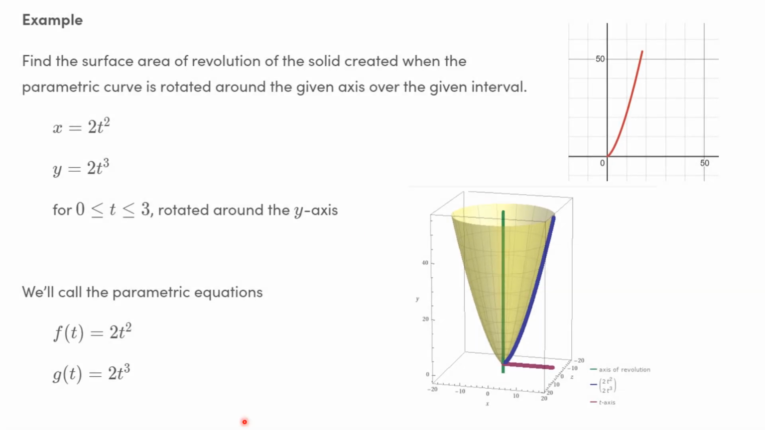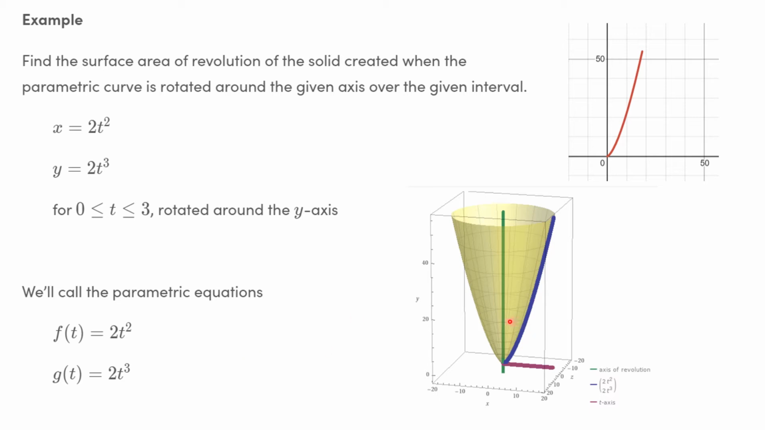You don't have to graph it, but sometimes it's useful, so I did. This is in the XY plane, and you see that if I graph this for t going from 0 to 3, the y will go from 0 all the way up to, let's see, 3 cubed is 27, so it goes up to 54. So you can see that this is what we're doing, and we're rotating it around this axis. This is a picture of taking that curve and rotating it around the y-axis.